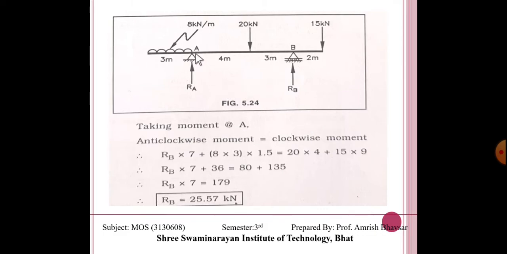Now, taking moment at A, anticlockwise is equal to clockwise. So, anticlockwise is equal to 8 into 3 into 1.5 plus RB into 7. And clockwise is equal to 20 into 4 plus 15 into 9. So, here RB into 7 plus 36 is equal to 80 plus 135. So, we will get RB is equal to 25.57 kilonewton upward.